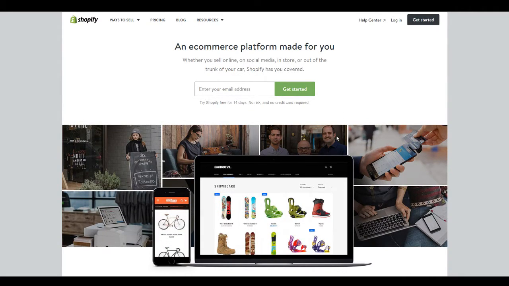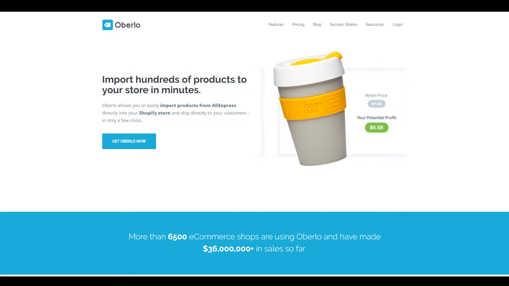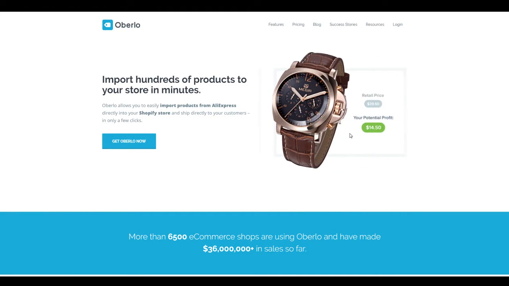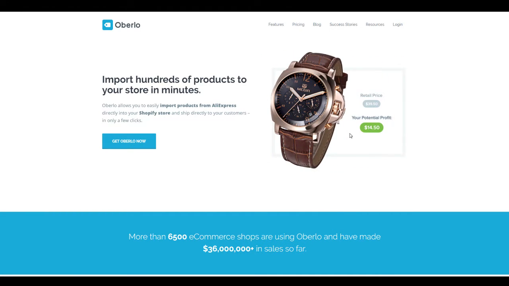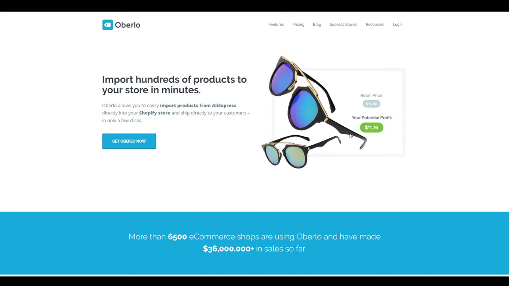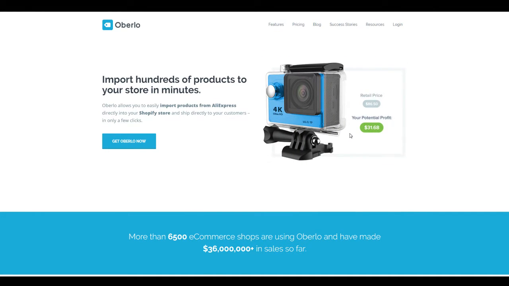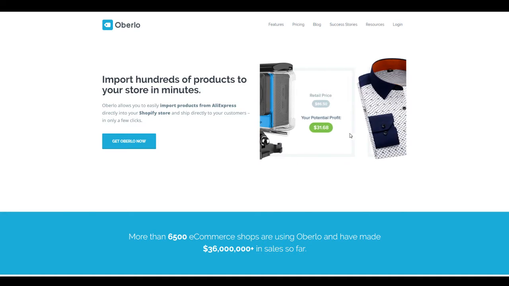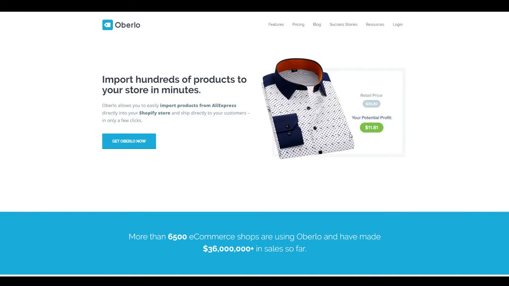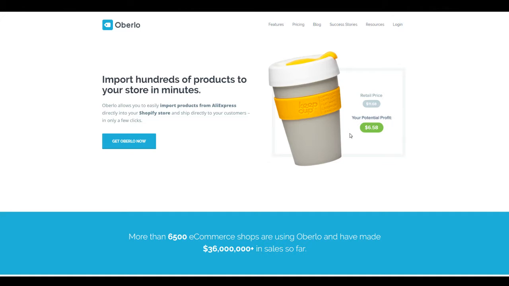And then the way that we would get those products into Shopify is using another app called Oberlo. And so what Oberlo does is it actually takes those products from AliExpress, and it will pull them into your Shopify store. And it will automatically update based on price, based on availability, and things like that.